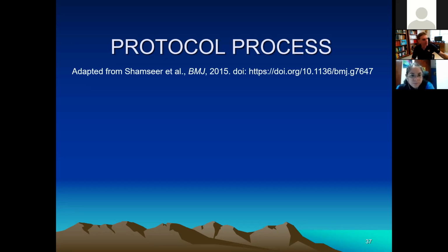So the protocol process. I sent everybody a reading, and this is the PRISMA protocol checklist that I'm going to go through, but I have a lot of other information to add to it.